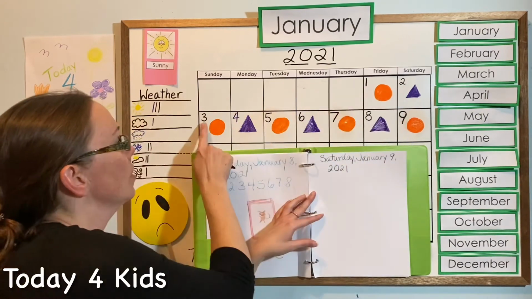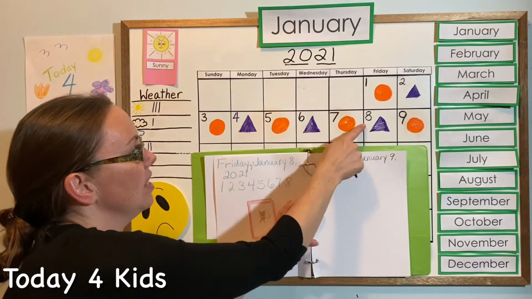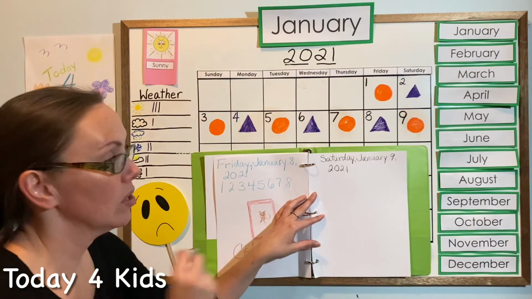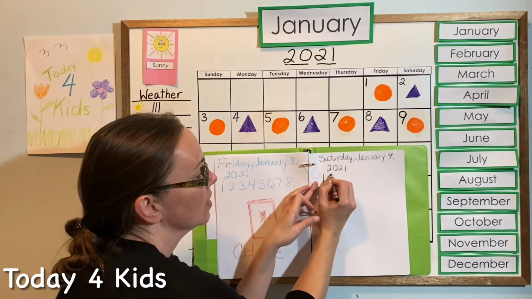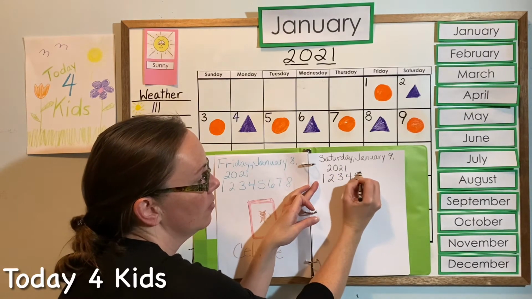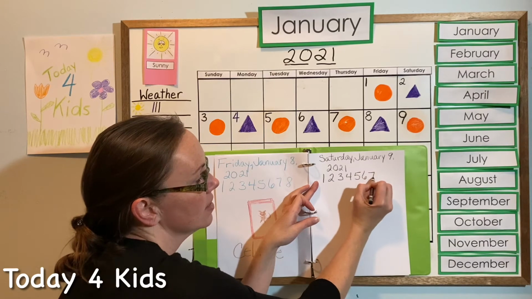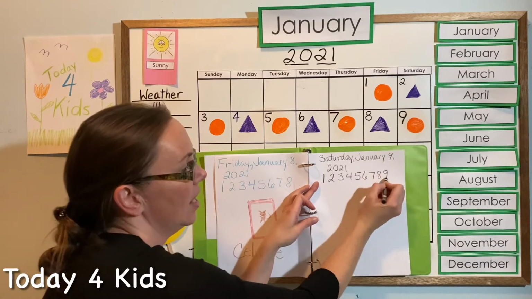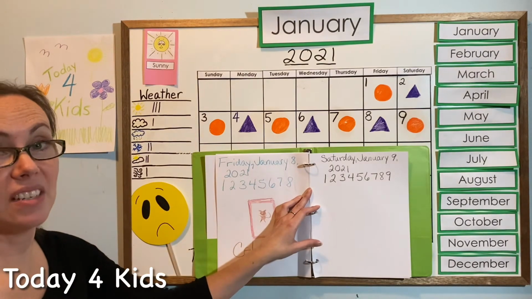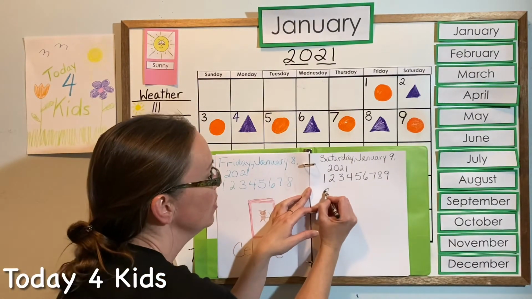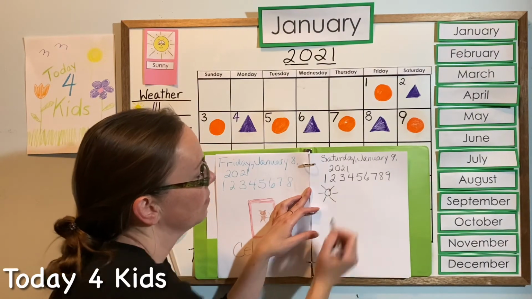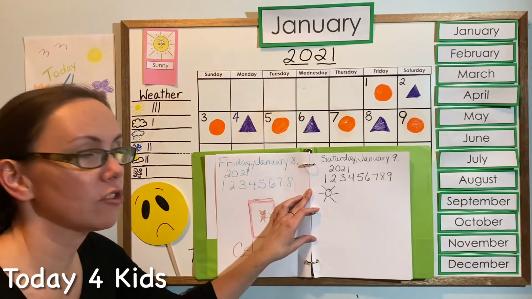1, 2, 3, 4, 5, 6, 7, 8, 9. So I am going to practice printing all of those numbers. So I'm going to make a 1, 2, 3, 4, 5, 6, 7, 8, 9. And then I'm going to draw sunny because it's sunny out today. I'm just going to draw a circle, and I'm not going to color it in today. I'm just going to make a black and white picture.